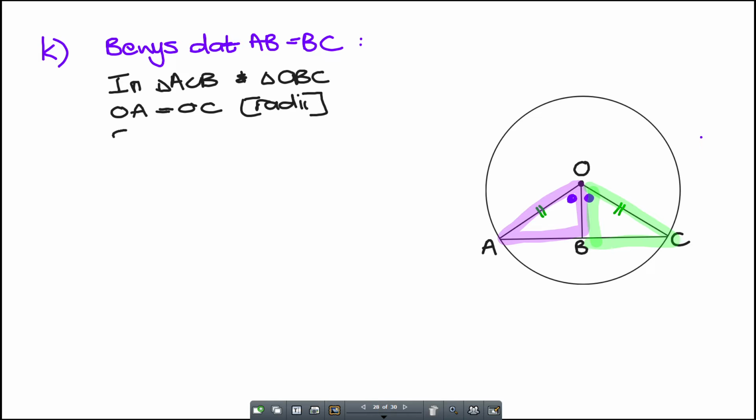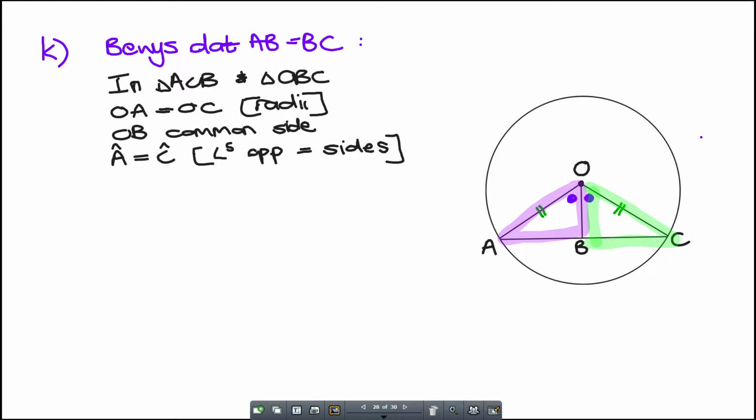Okay, then OB is a common side. Dis 'n gemeene sy. Then we know that angle A will be equal to angle C. A en C is dieselfde want hierdie is mos eintlik 'n gelykbenige driehoek as jy kyk na die grootte. Okay? And what do we call that? That will be angles opposite equal sides. Hoeke teenoor gelyke sye.